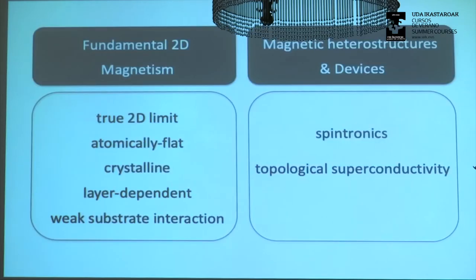So this van der Waals type of magnets, I think, offers a unique scenario both for fundamental two-dimensional magnetism physics and also for devices. First of all, if you can make single unit cell magnets, that will be true to the limit. They will be atomically flat, crystalline. There may be layer-dependent magnetism in the system. And because they are van der Waals systems, there's very weak interaction with the substrate. In many other systems, it's the interaction with the substrate that makes the magnetism present or absent. For devices, you can use them for topological superconductivity, for various types of spintronics, et cetera. So there's strong motivation, both fundamental and applied.